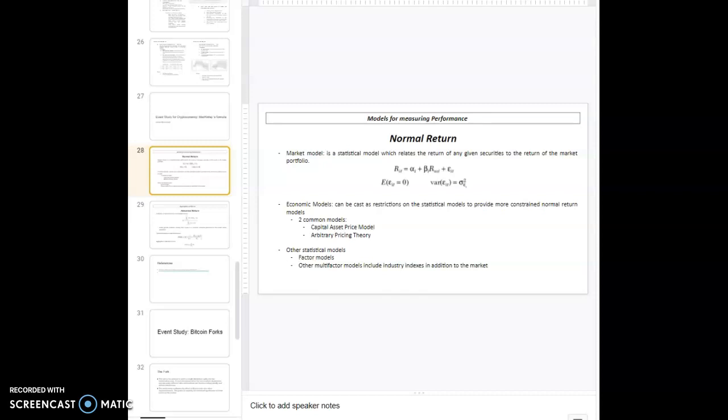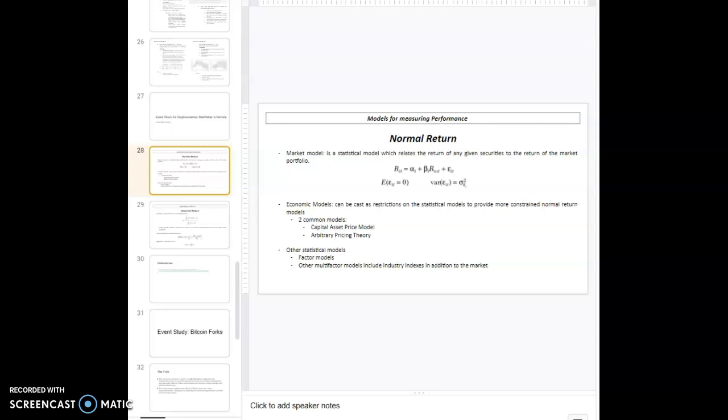Okay, in these slides, we're going to talk about the MacKinlay event study paper, in which he relates different models for measuring performance. On the one side, we have normal models for normal return, and on the other side, we have models for abnormal returns.